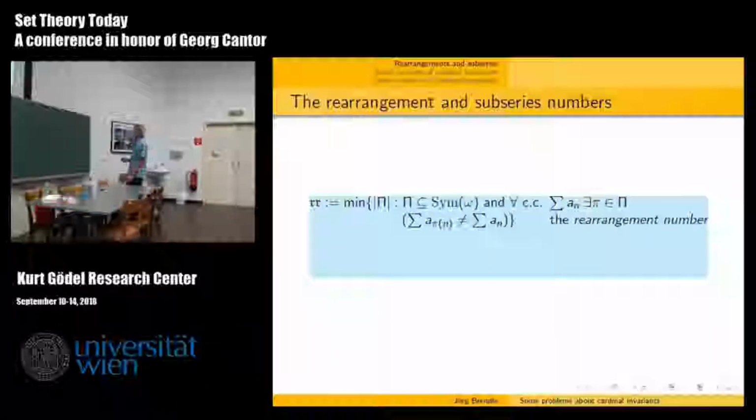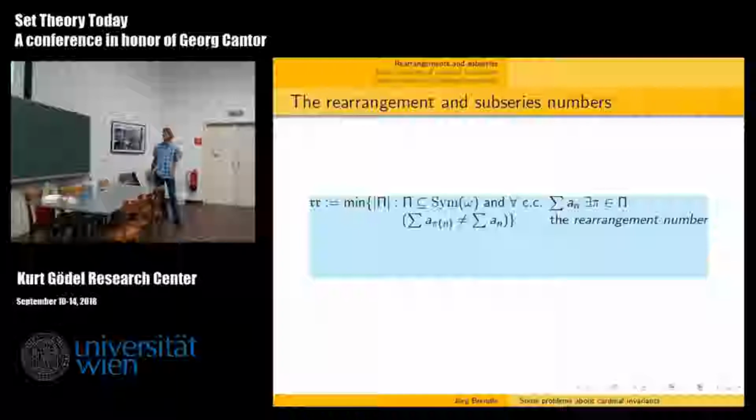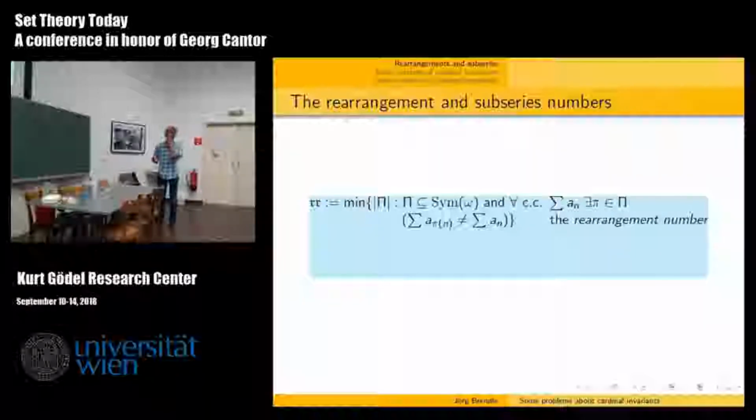Okay, now let's see. Using Riemann's rearrangement theorem and using the fact I mentioned before, I will now define two cardinal numbers. It's the so-called rearrangement number. It's the minimal size of a family of permutations such that for every conditionally convergent series, there is a permutation in this family such that the rearranged series does not converge to the original value.